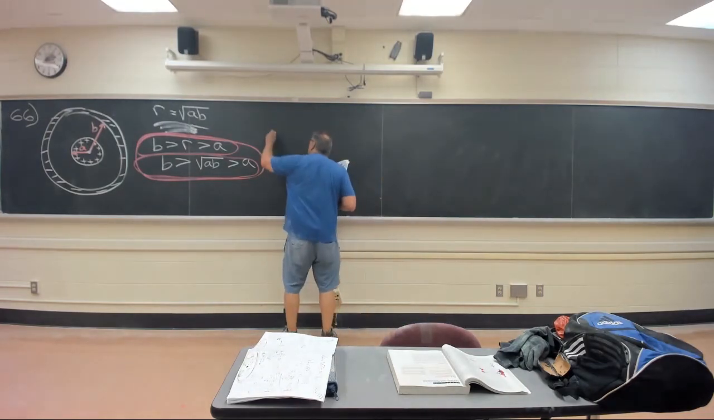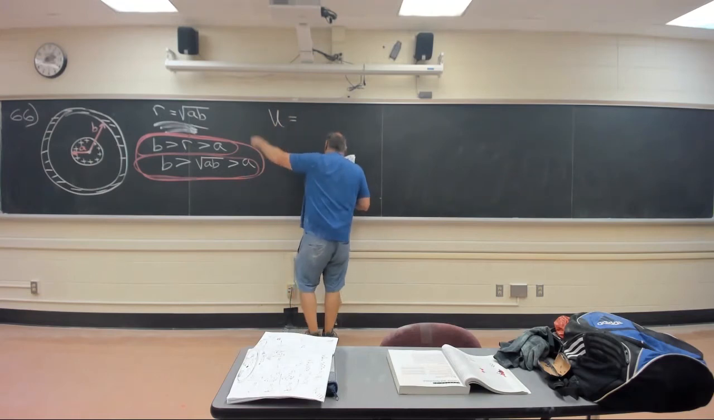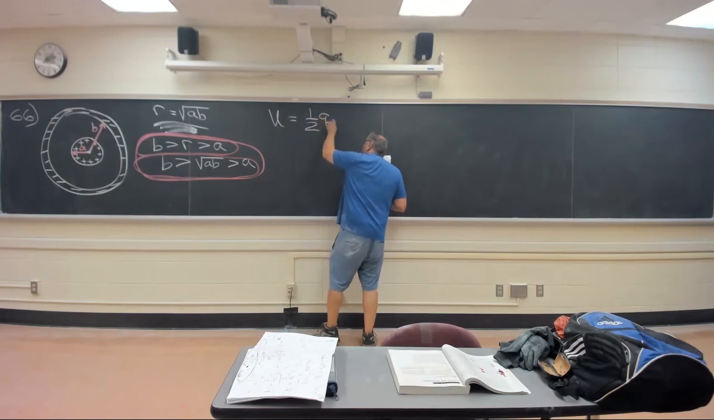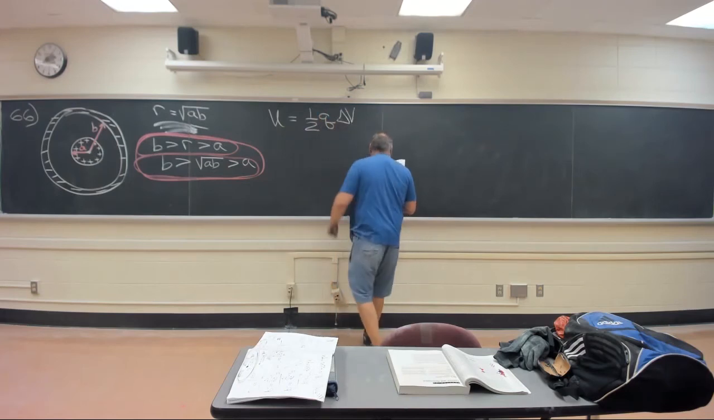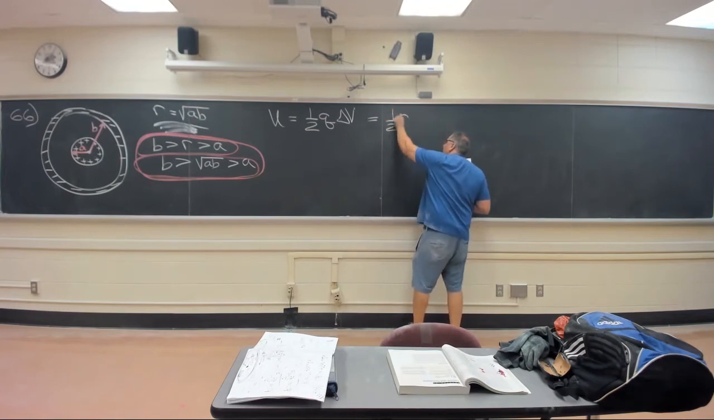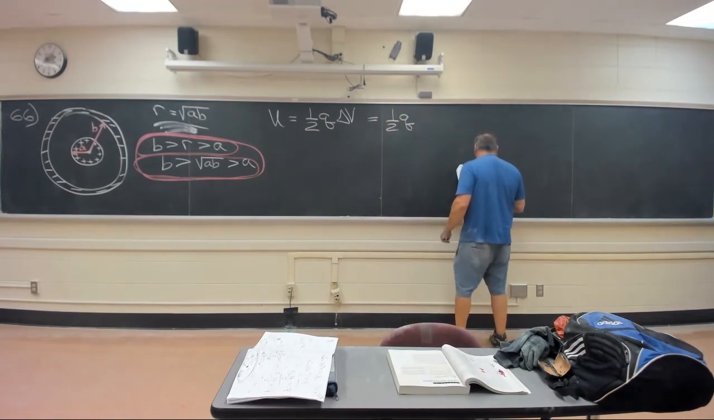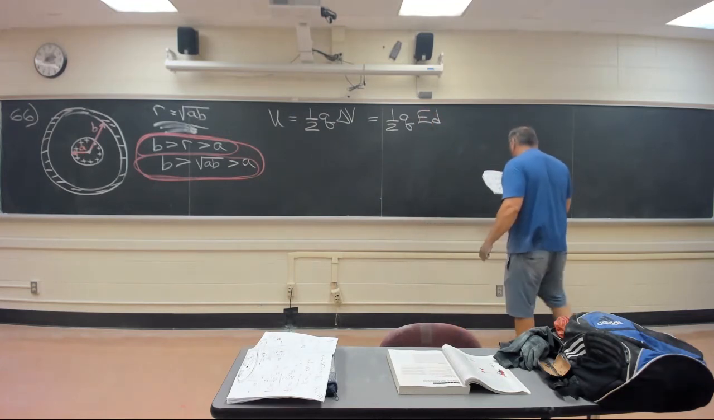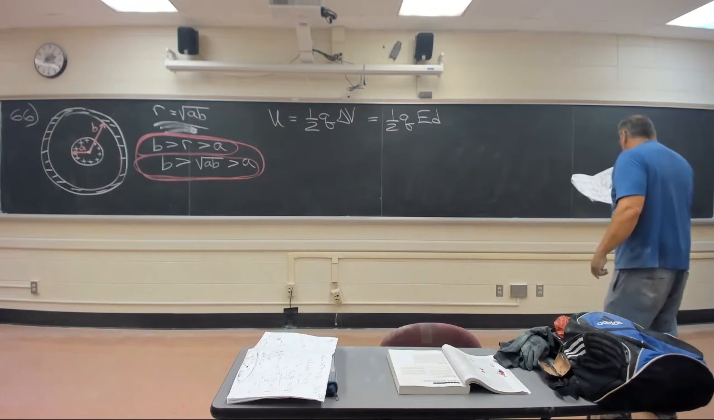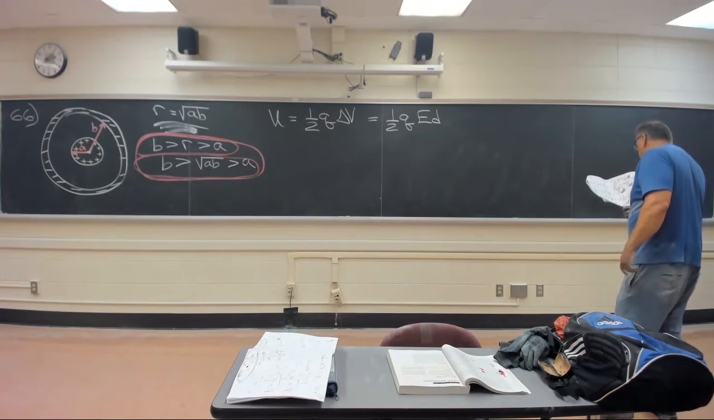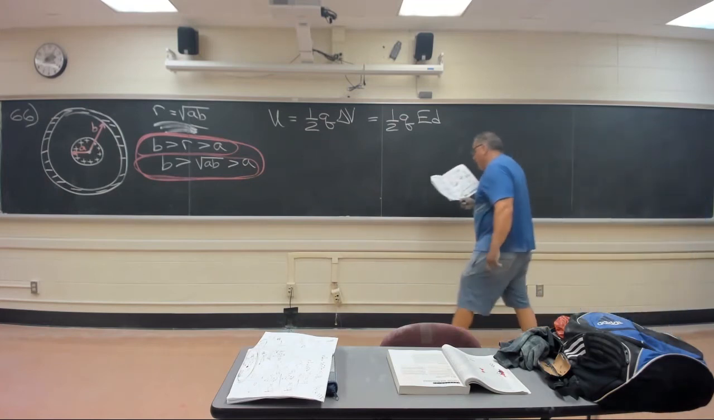We said that U, the stored energy, is 1/2 Q delta V, equals 1/2 Q delta V, the potential difference, E times D. There's a lot of stuff that goes on here, guys. We could see a whole bunch of stuff here.